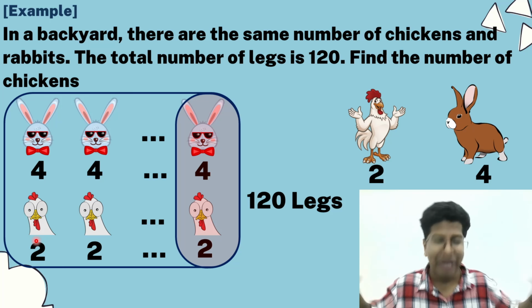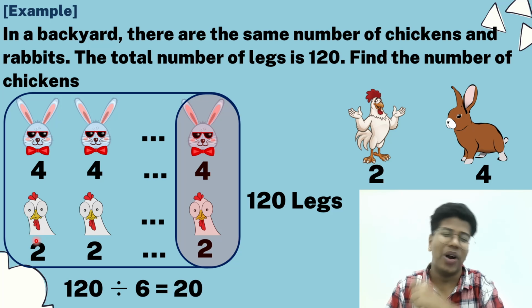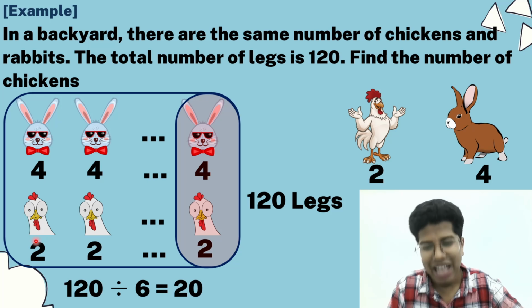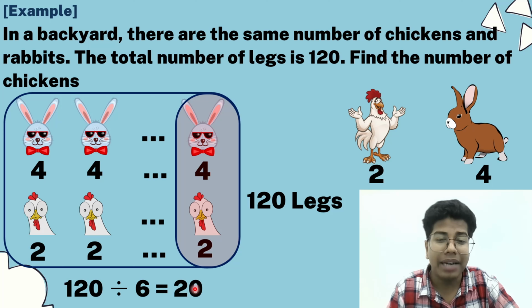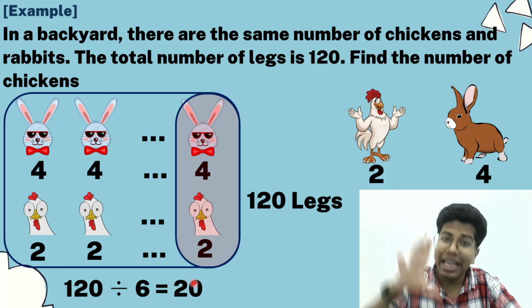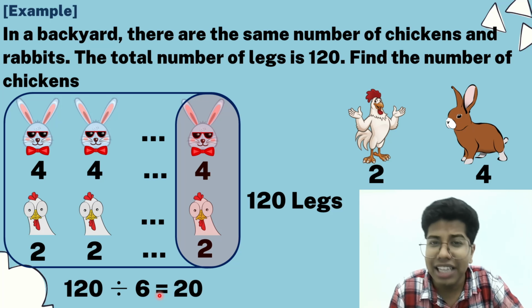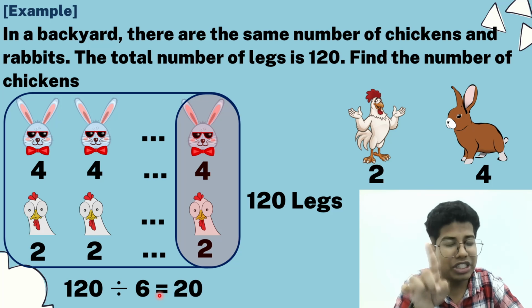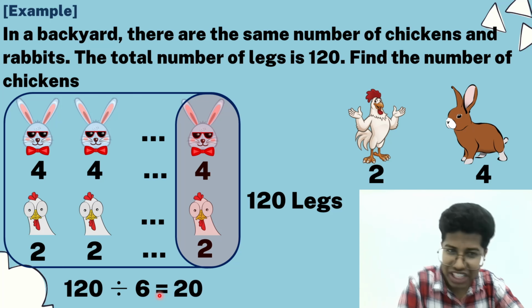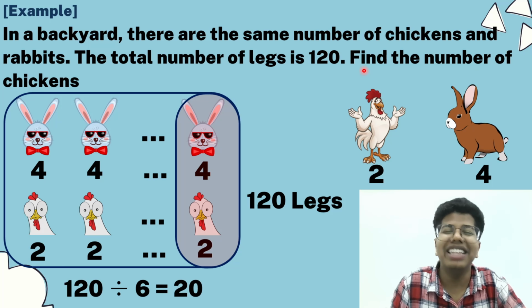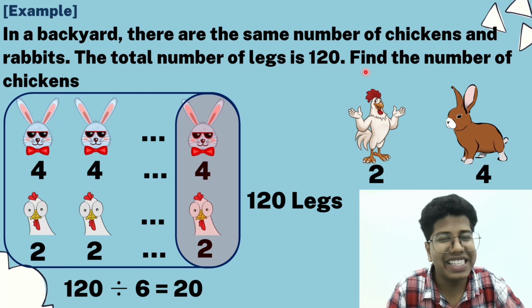Yes, we can take the total number divided by 6 in order to get this as 20. So what does this 20 represent? The 20 represents there are 20 groups. And each group has how many chickens? Yes, each group has one chicken. So 20 groups means 20 chickens. The question is asking to find the number of chickens. So the answer is just 20.